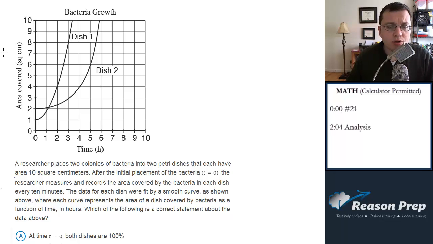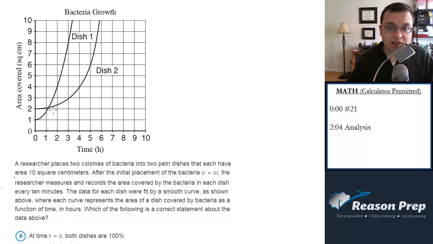A researcher places two colonies of bacteria into two petri dishes that each have area 10 square centimeters. After the initial placement of the bacteria, t equals 0, the researcher measures and records the area covered by the bacteria in each dish every 10 minutes. The data for each dish were fit by a smooth curve, as shown above, where each curve represents the area of a dish covered by bacteria as a function of time in hours. Which of the following is a correct statement about the data above?